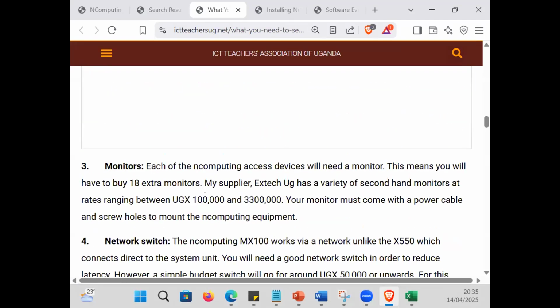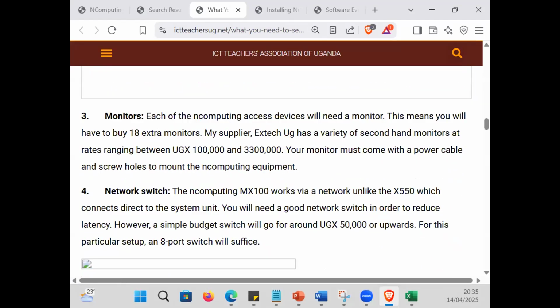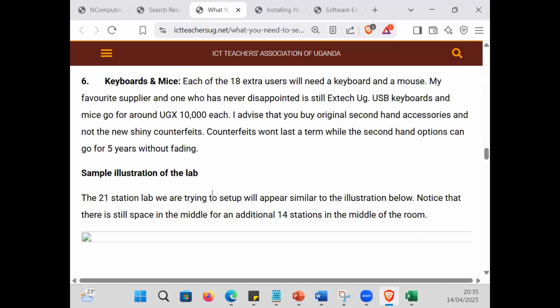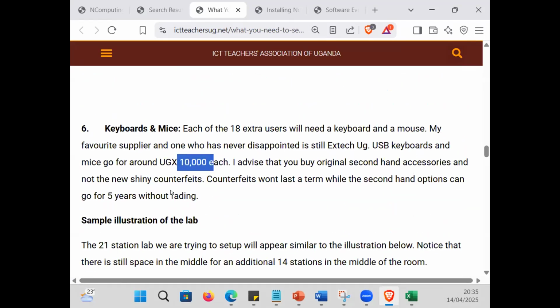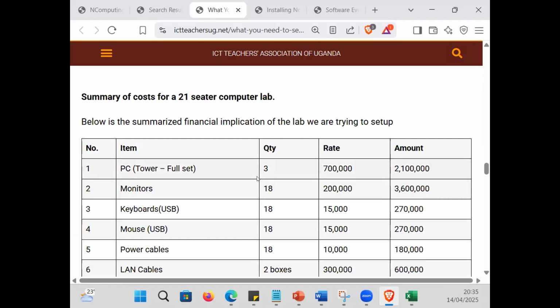Then he talked about the network monitors, network switch, several things here, keyboard and mice, and he was saying each one was at 10,000. So then there is some kind of budget here. The main reason for sharing this is the budget for setting up a 21-seater computer lab. He was buying a PC tower at 700,000. So right now we can discuss, can we get a tower full set at 700, or should we put 1.5?